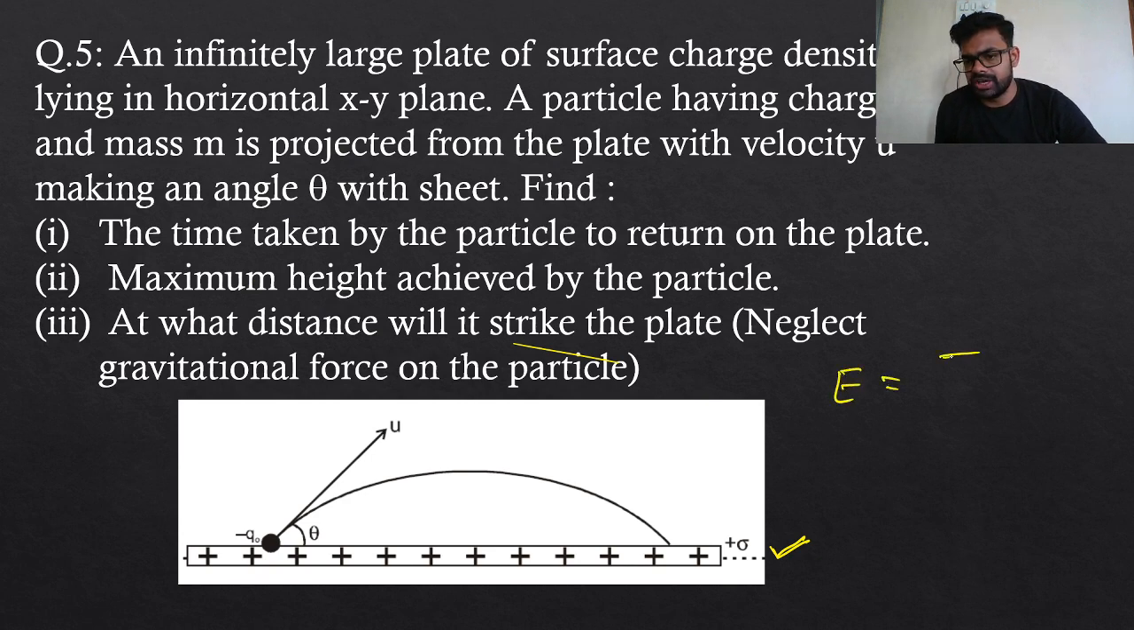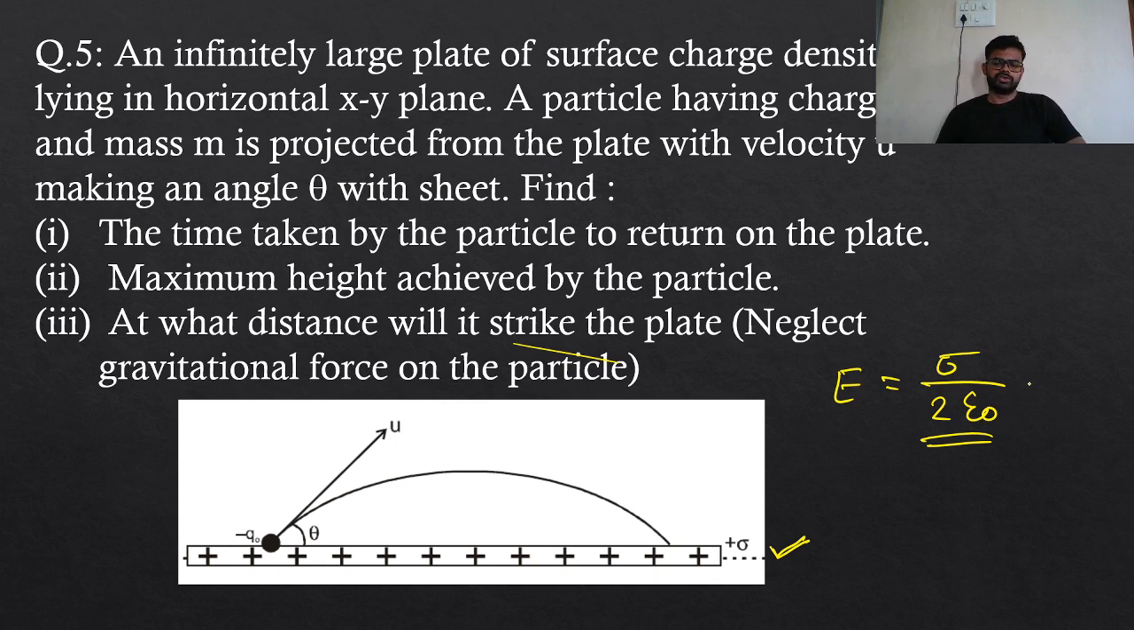At first, let us write the value of the electric field. E is equal to sigma. This is an infinitely large plate, so simply sigma upon 2 epsilon naught. Whenever it is written infinitely large plate, just consider it a non-conducting plate and use sigma upon 2 epsilon naught. If it is written metallic plate, then you have to consider it a conducting plate. So E is equal to sigma upon 2 epsilon naught.